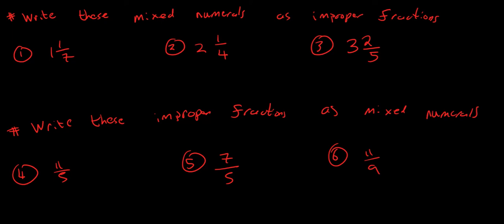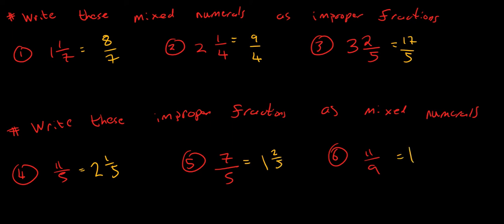Okay, hopefully you've done that now. So let's write the answers down. 1 times 7 is 7, plus the 1 is 8/7. 2 times 4 is 8, plus the 1 is 9/4. 3 times 5 is 15, plus the 2 is 17/5. There are 2 5s in 11, and there's 1 left over. There's 1 5 in 7, and there is remainder 2 left over. There's 1 9 in 11, and there's 2 left over.